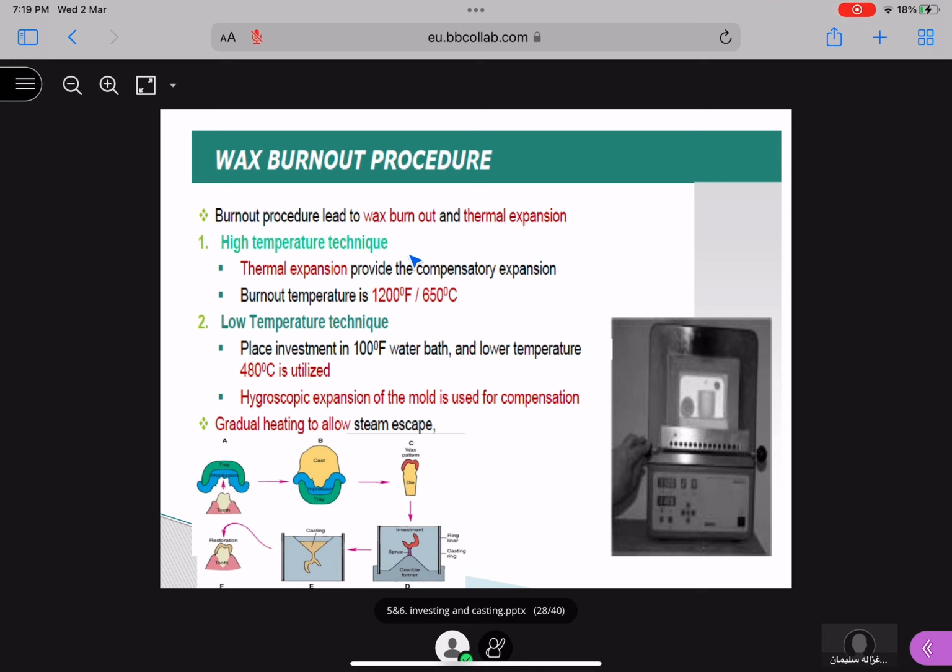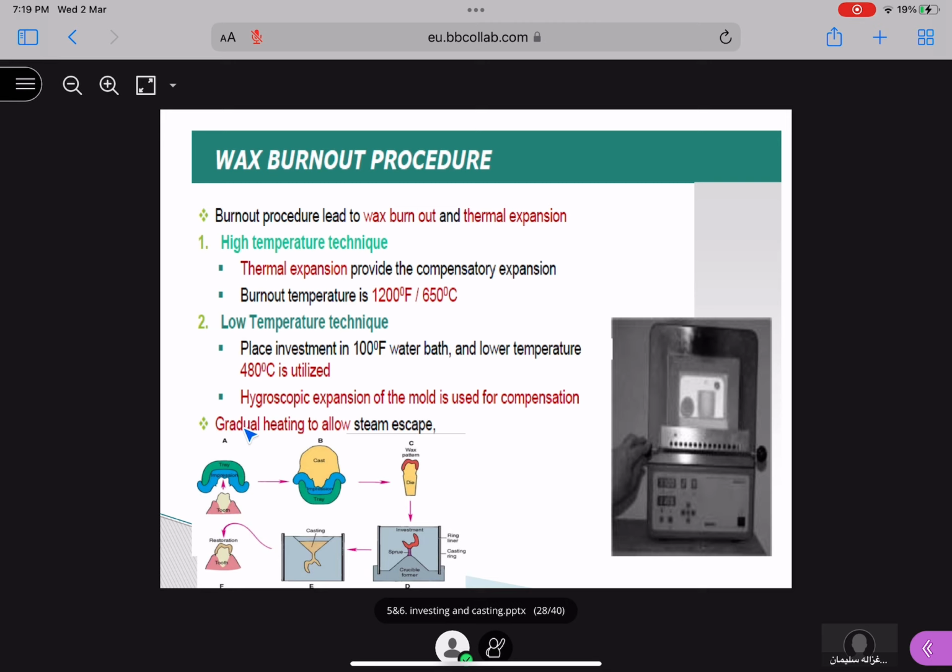You can make it a high temperature technique, in which you will make this much of the temperature, 650 degrees centigrade, 1200 Fahrenheit, and the thermal expansion will give you the compensatory expansion for the investment expansion. And there is a lower temperature technique also. What you will do, place the investment in 100 degree Fahrenheit water bath first, and then you will increase the temperature to 480 degrees centigrade. And there will be the hygroscopic expansion, and it is used for the compensation.